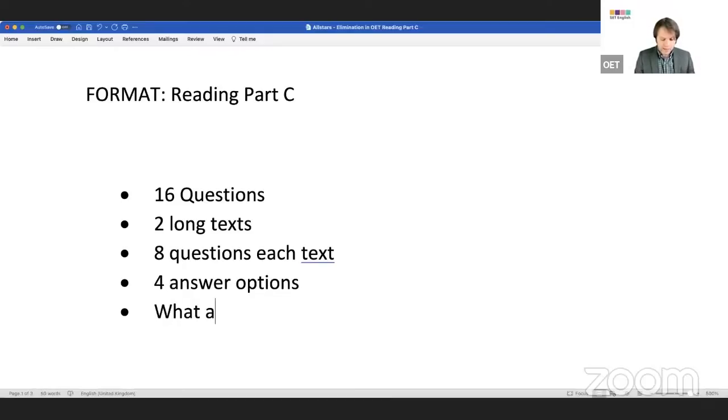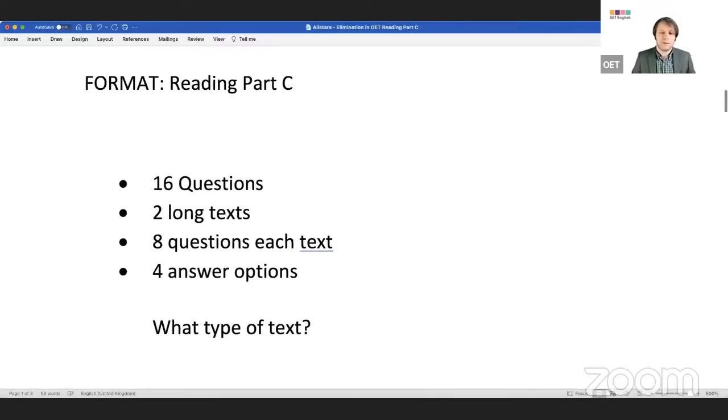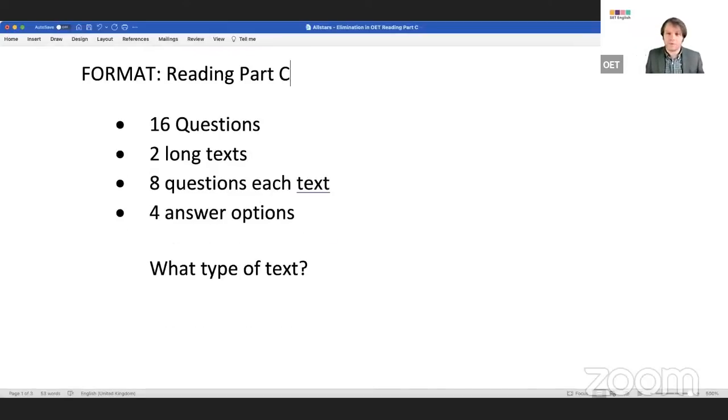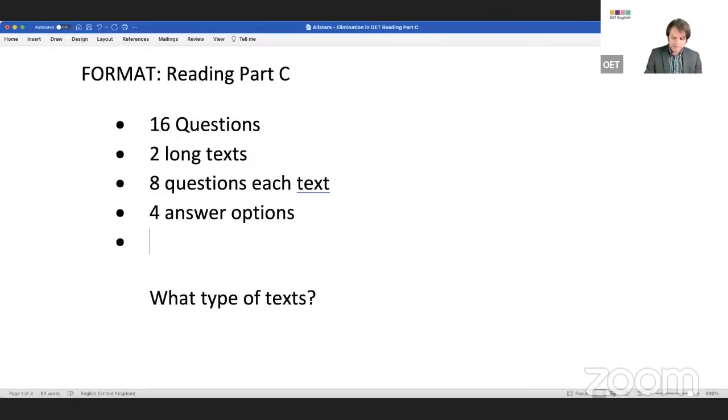What are they? Let's have this. What topics or what type of text? How about that? What type of text? Can anyone tell me? Is it a newspaper? It's not a newspaper, is it? Right? What type of texts do we see in Reading Part C? Can anyone just type in what you think the answer is? We always see the same type, right? Text type. Can anyone tell me what the type is?